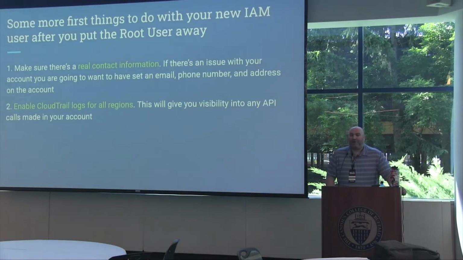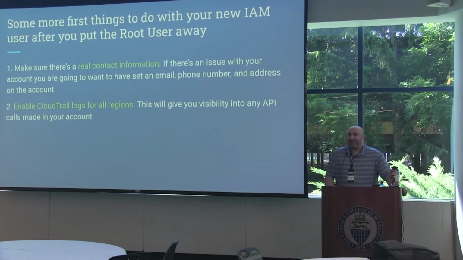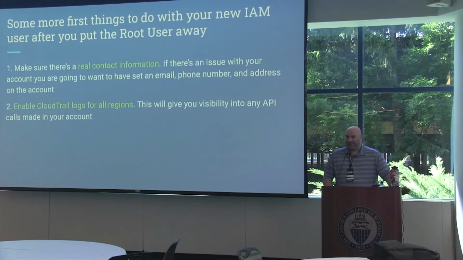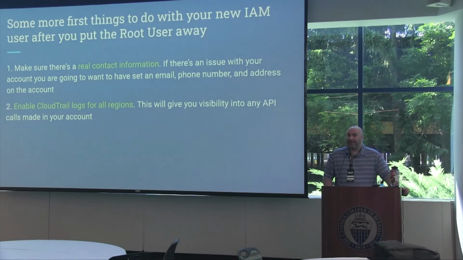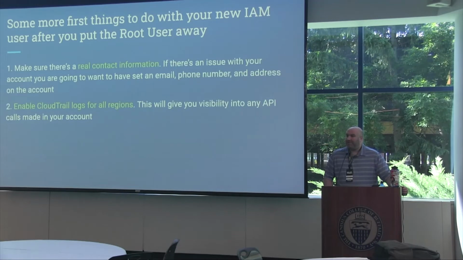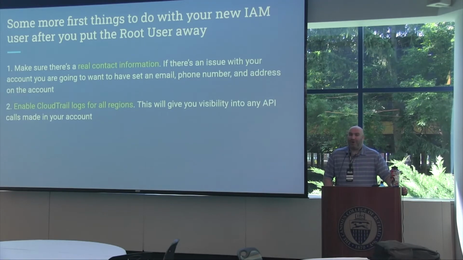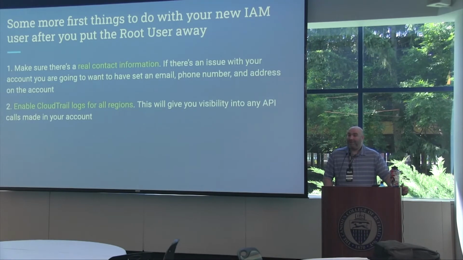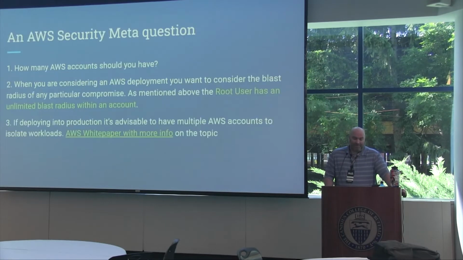The second thing you're going to want to do is enable CloudTrail for every region. CloudTrail is your syslog for the control plane of AWS. So the control plane are your API calls for working with AWS, and CloudTrail is how you know who done it and when did they do it. We're going to talk about CloudTrail later.